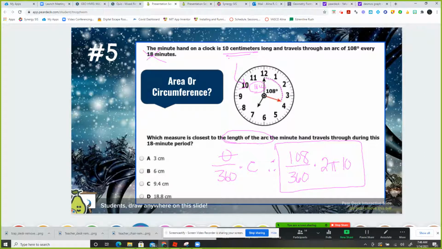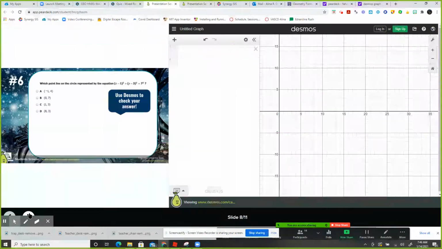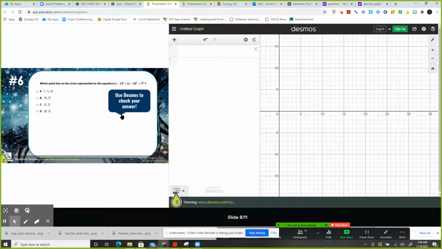You can also kind of look at it reasonably. This arc looks like it's longer than the radius, so it's probably going to be bigger than 10. When you put it in the calculator, you get 18.8. It is bigger than 10. All right, for these questions, I would 100% just put this into the calculator.